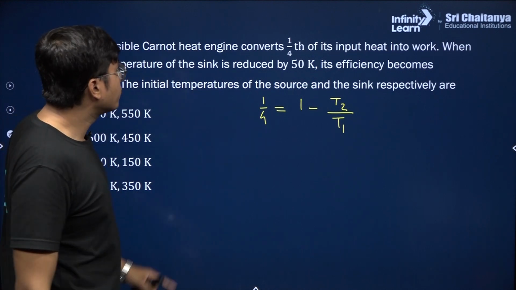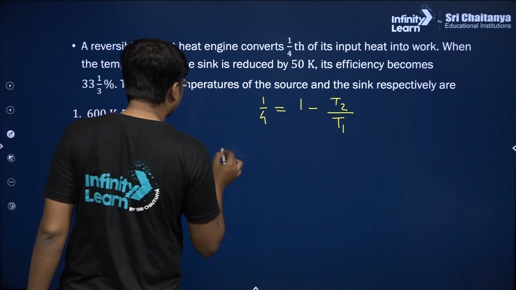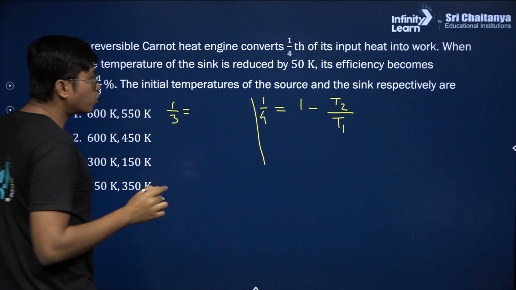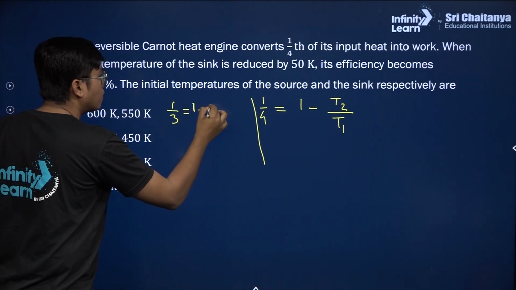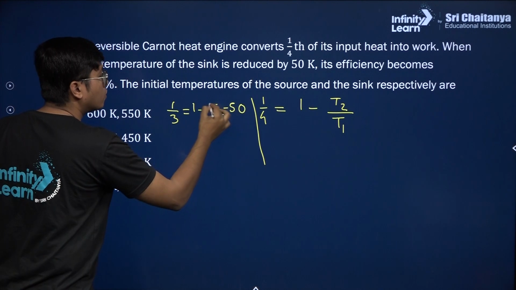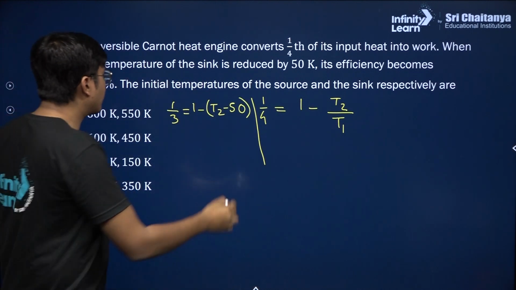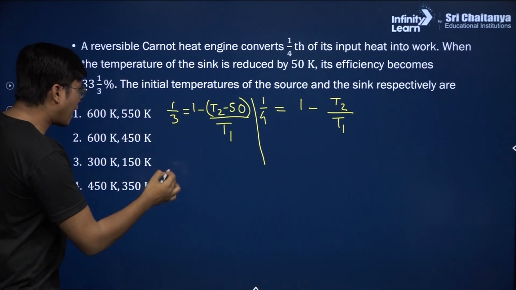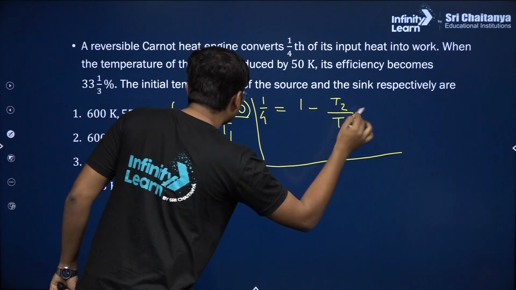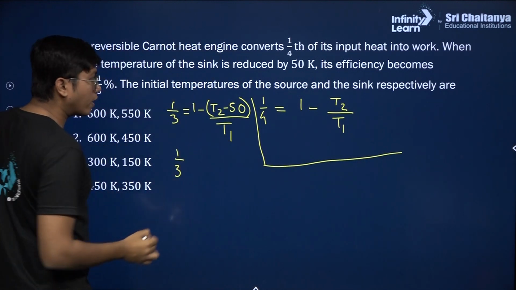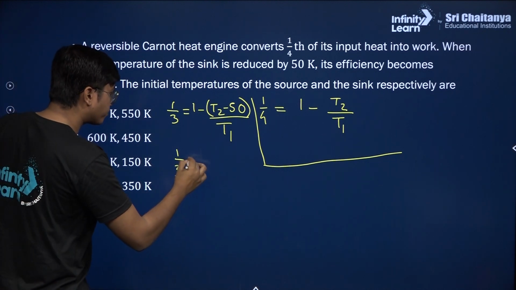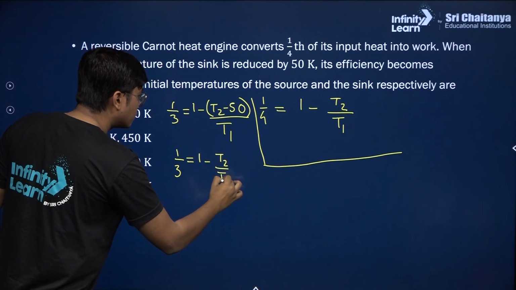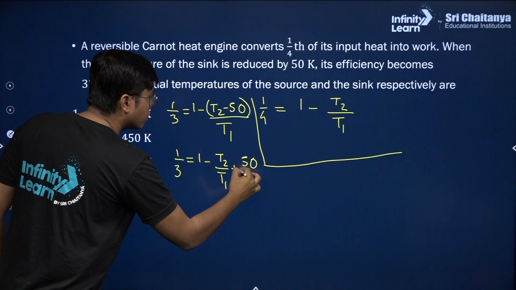Second case, what do we have? In the second case, we have 1/3 is equal to 1 minus (T2 minus 50) divided by T1, right, because the sink temperature is reduced by 50 Kelvin. When I do this, I can actually simplify this. 1/3 becomes equal to 1 minus T2 by T1 plus 50 by T1.